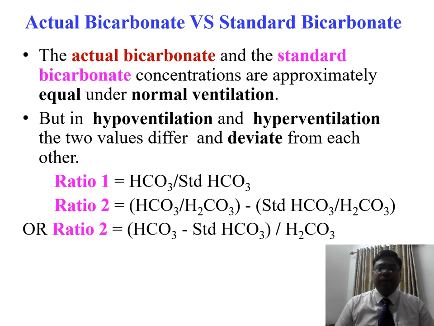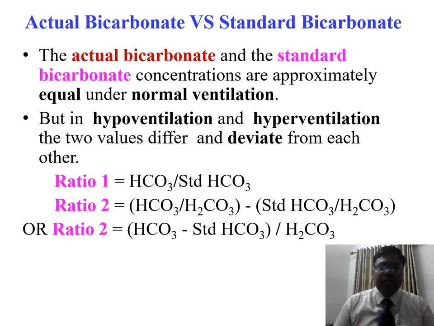The actual bicarbonate and the standard bicarbonate concentrations are approximately equal under normal ventilation, but in hypoventilation and in hyperventilation, the two values differ and deviate from each other. Based on this, some novel ratios are derived. Ratio 1 is bicarbonate divided by standard bicarbonate, and ratio 2 is bicarbonate divided by carbonic acid minus standard bicarbonate divided by carbonic acid. Ratio 2 can also be represented as bicarbonate minus standard bicarbonate divided by carbonic acid.